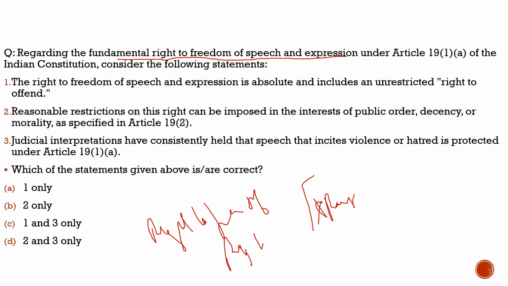We have Article 19(1) and Article 19(2). There we have subsets about the freedom of speech and expression. So for example, they said certain things, and according to the restrictions given by the constitution, for example public order, decency, or morality, the things which they said do not come under, they are not included in the restrictions given in Article 19(2).